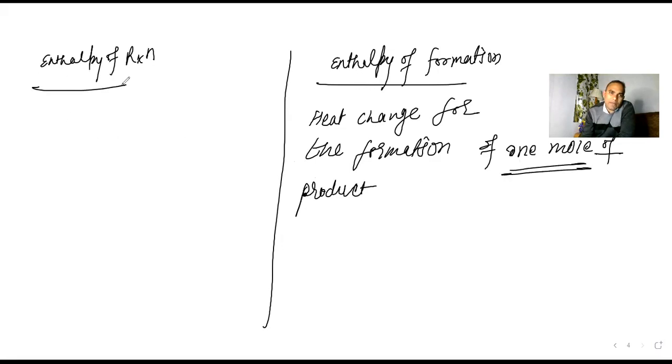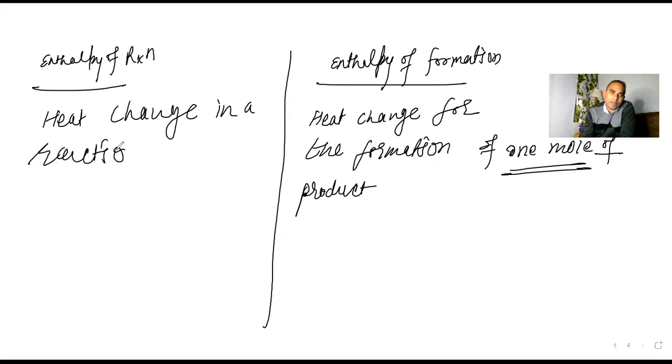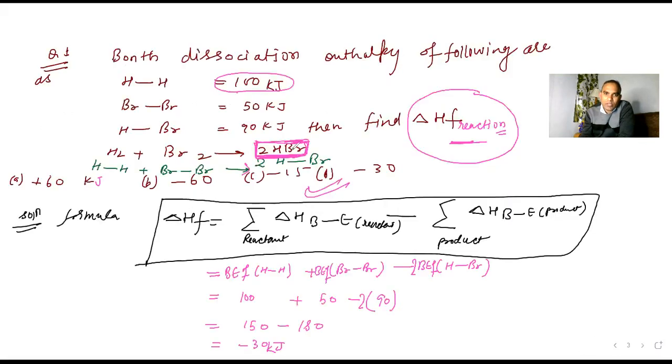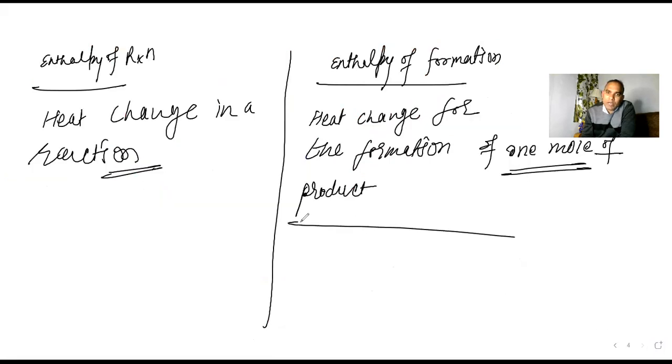Here enthalpy of reaction means heat change in a reaction. Moles is not specified for the reaction. We calculated it actually for 2 moles, because here 2 moles are there, so we multiply by 2. Now keep this point in mind in this question.